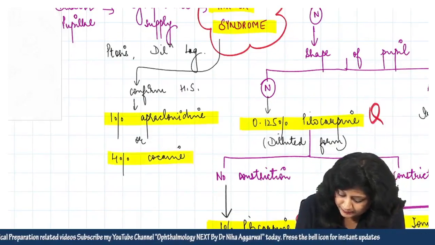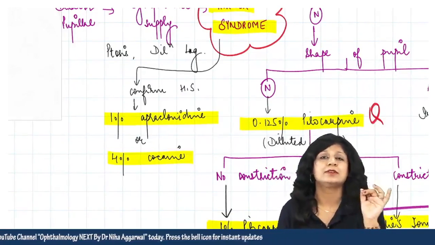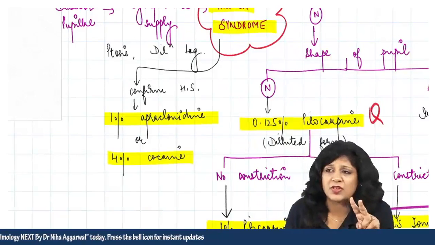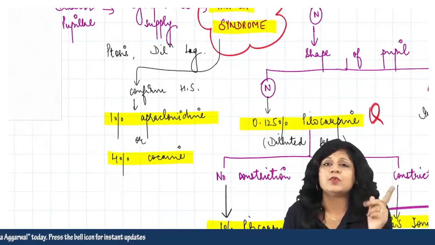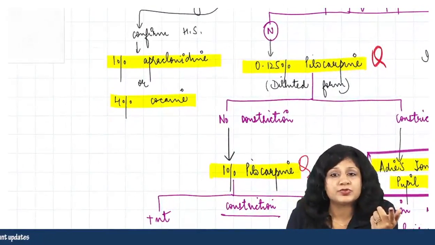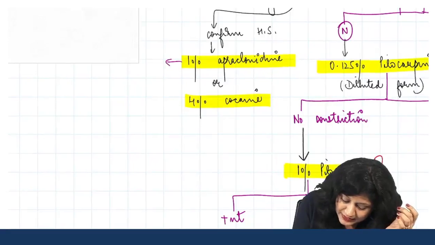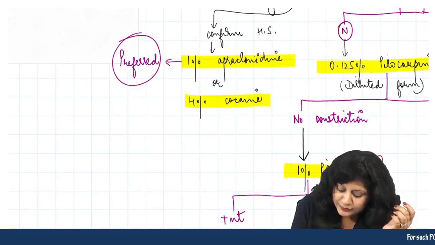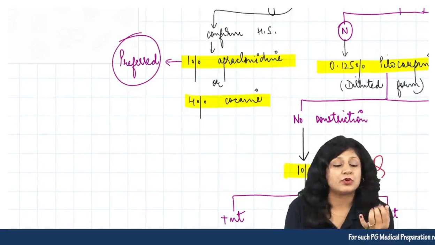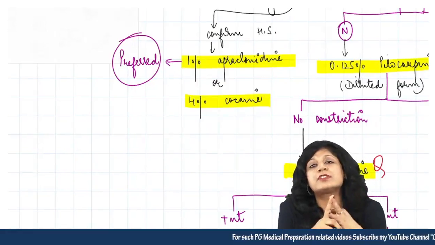4% cocaine is also given in the options, and two options of pilocarpine were also given, most probably 0.1% and 1%. Now, which of the following should be used and why? Basically, apraclonidine is preferred. There are two reasons for it. One, it is not an abusive substance, and secondly, it is showing a positive response in Horner syndrome.